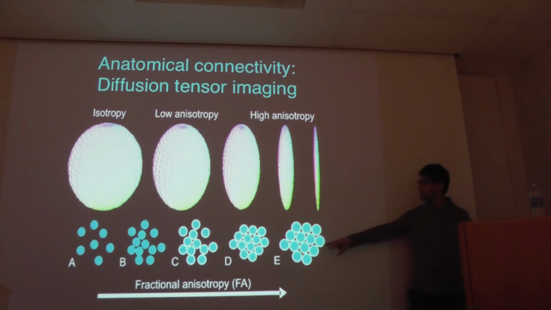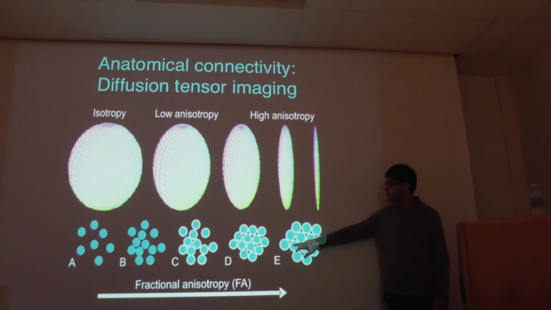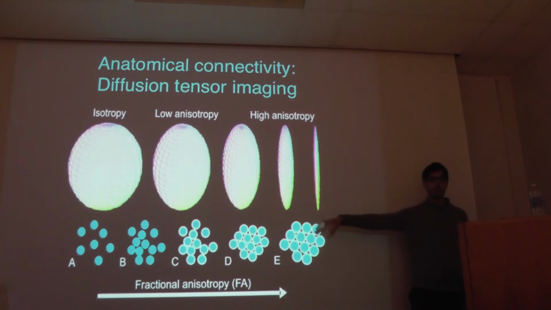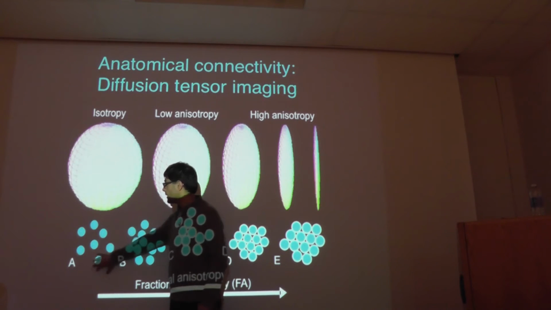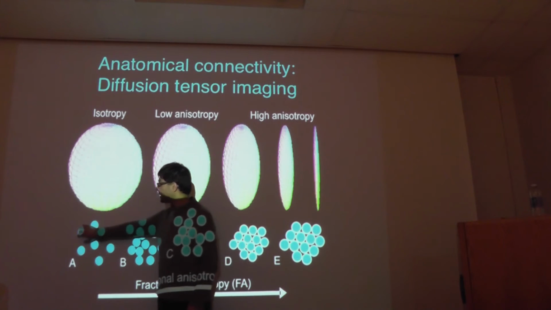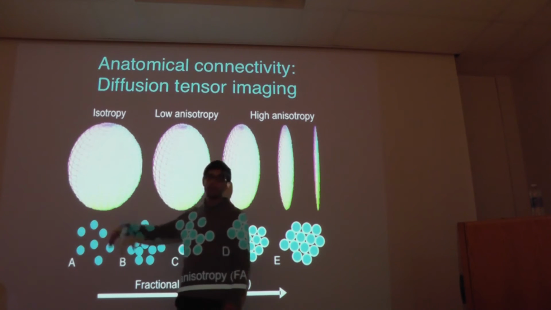Okay? So if you're a water molecule stuck either inside one of these axons or between one of these axons, you can't really just diffuse in any old random direction for very long because you're going to bump into a wall. Okay? So the most dominant direction of diffusion is going to be along the axis of the bundles. Whereas if you have a bunch of loose bundles that don't really have any myelin sheathing around them, the water can go anywhere it wants.